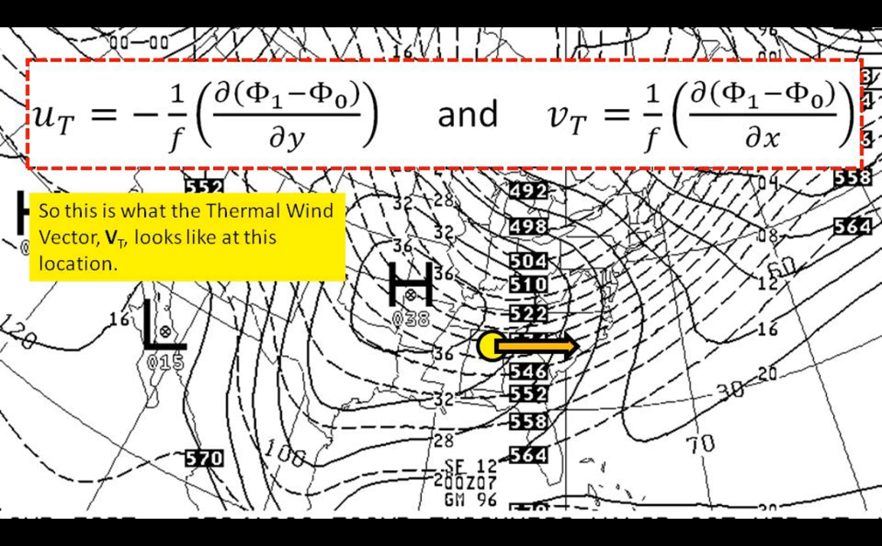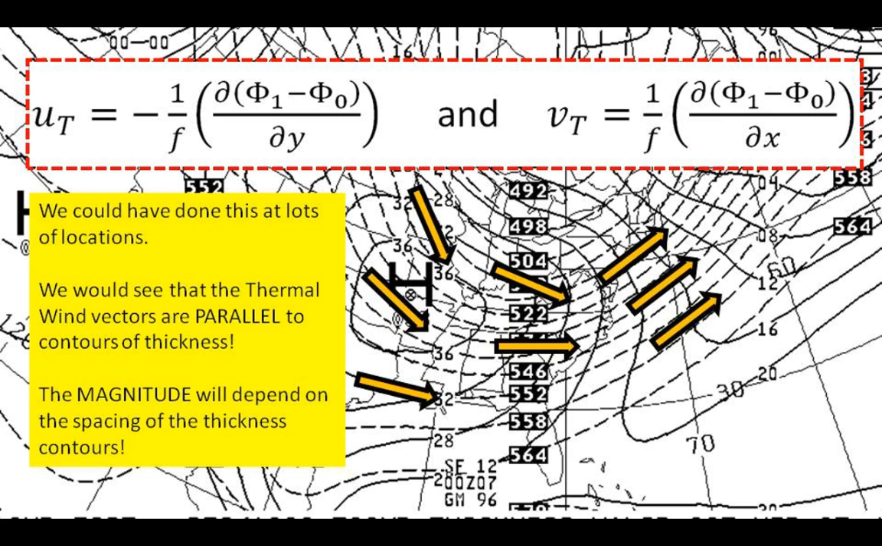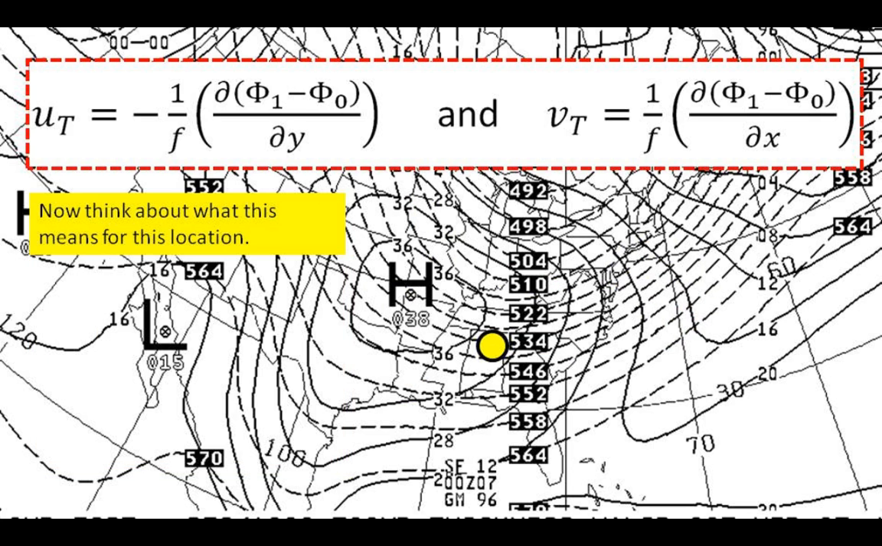Here's big VT, the vector. It's that orange vector that's on there. In fact, we could have done this at lots of locations on this map, and what we would have found is that our thermal wind vectors are parallel to contours of thickness. They have low thickness to their left and high thickness to their right, and they get longer and stronger the closer together the thickness contours get, the stronger the gradient gets. It works very much the same way geostrophic wind works, except geostrophic wind uses height contours. Now we're using thickness, and this is the thermal wind that we're looking at right there.